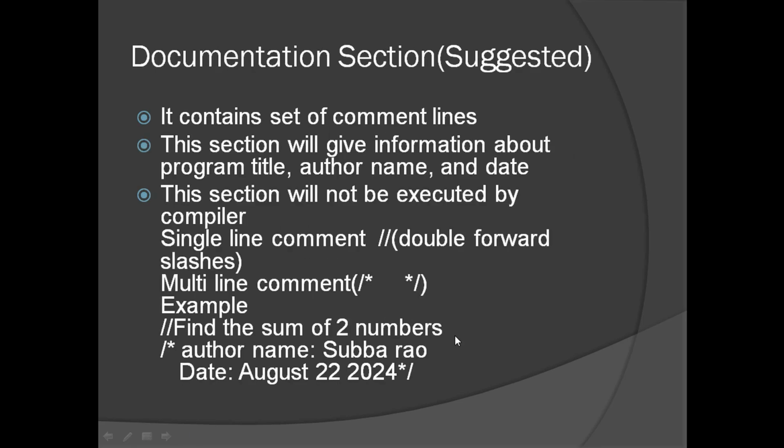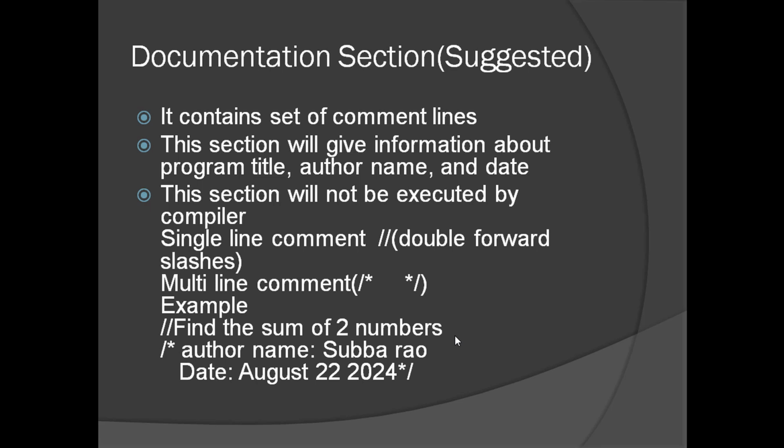In the documentation section we will write comment lines. These comment lines are ignored by the compiler. Comment lines are not part of the execution. They are basically written to explain the purpose of the program or the functionality of a particular line, so that others who are reading our program can easily understand. This section will give information about program title, author name and date.